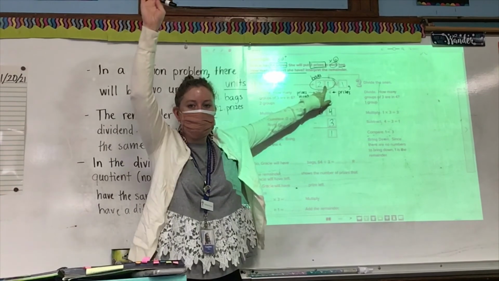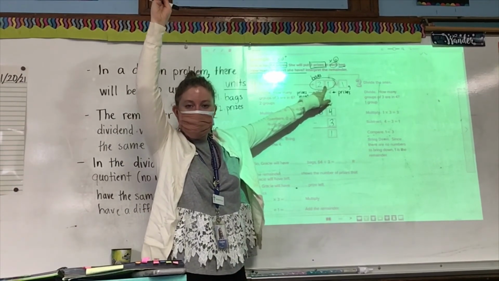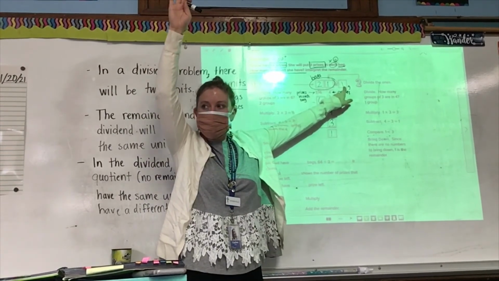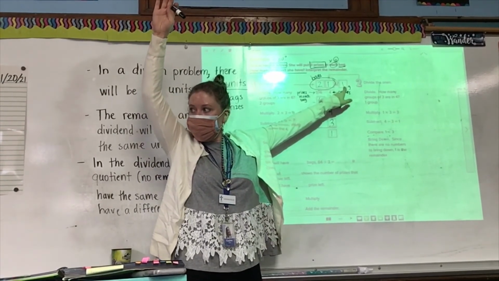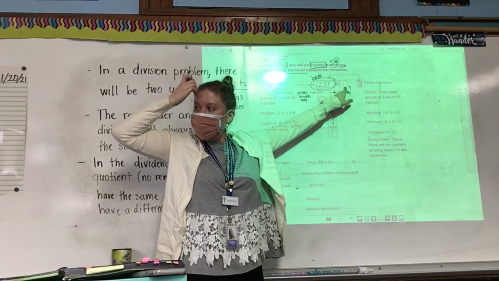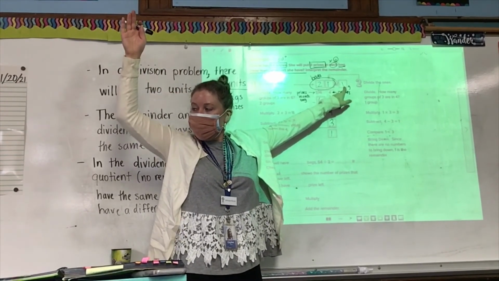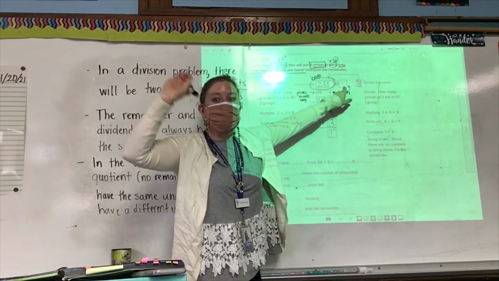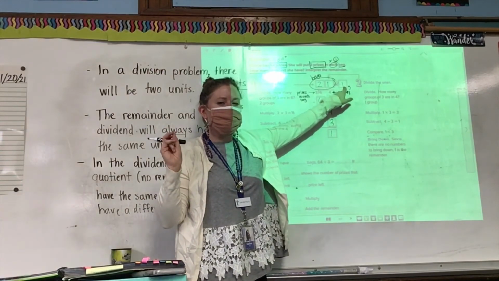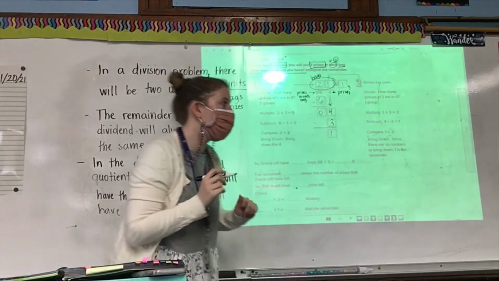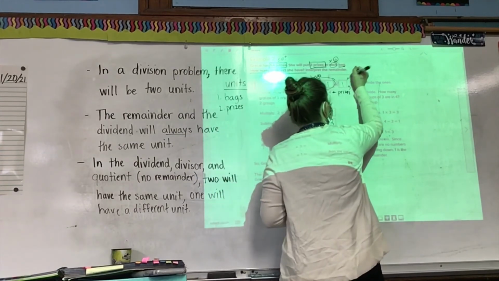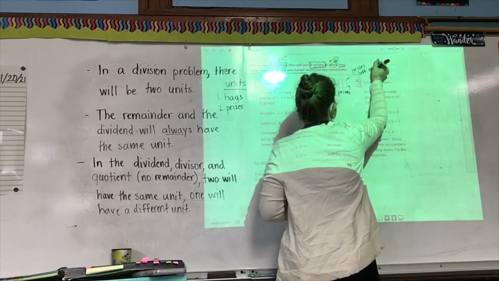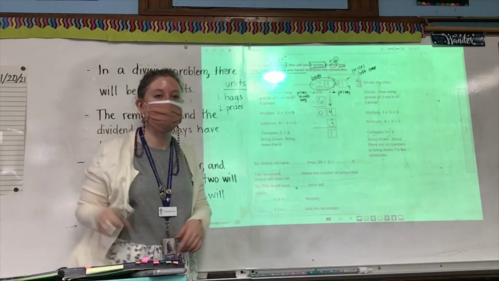Quotient minus the remainder is what? Smith? The bags. Remainder is what? Zari? The leftovers. The leftover what? Leftover bags, leftover prizes, leftover something else? Prizes. Leftover prizes. If you want to do a separate arrow that says prizes left over to remind yourself, that is fine. That may be helpful. Maybe we'll start doing that tomorrow.